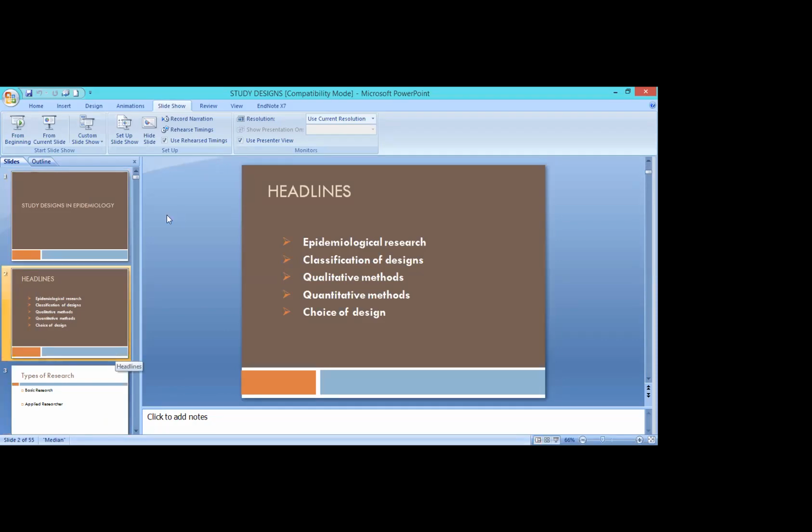Right. So we have review of literature and how to write a good literature review. Now, the second most important topic is about study designs in epidemiology.